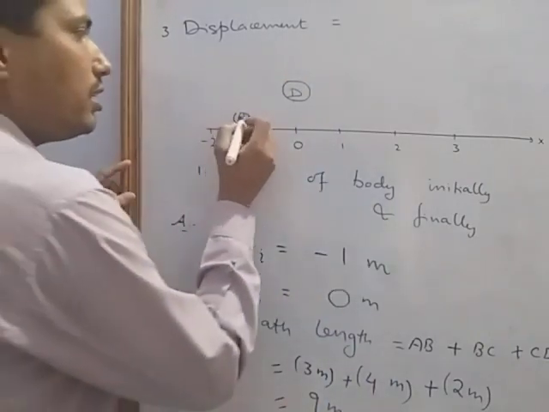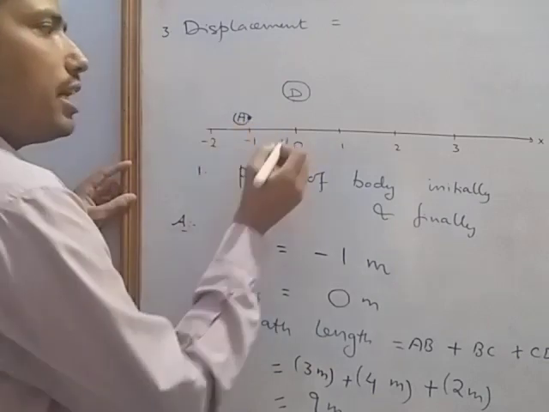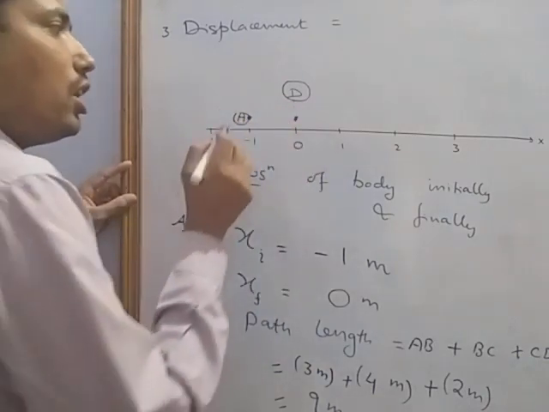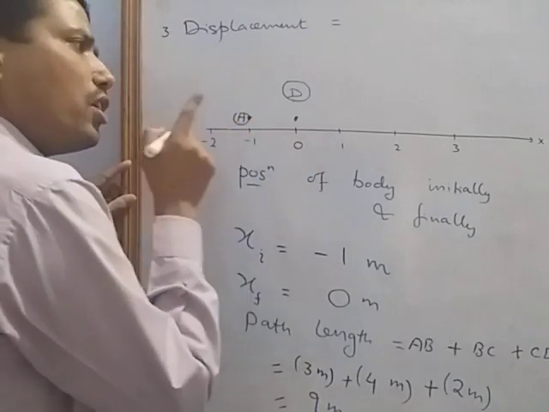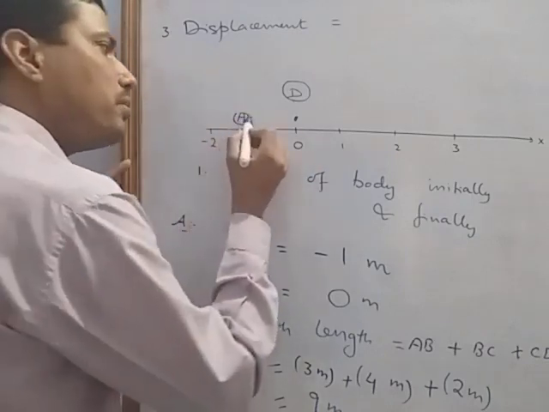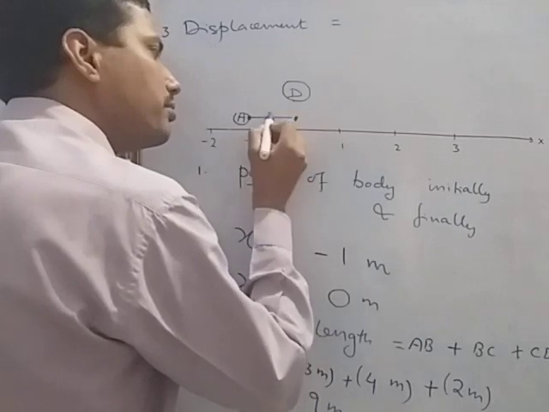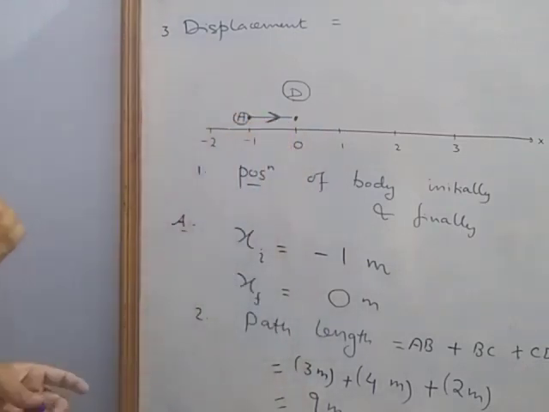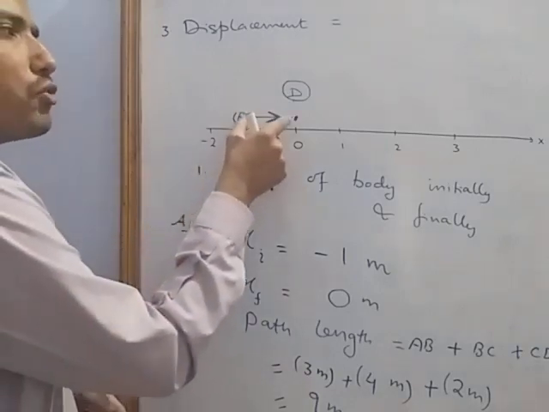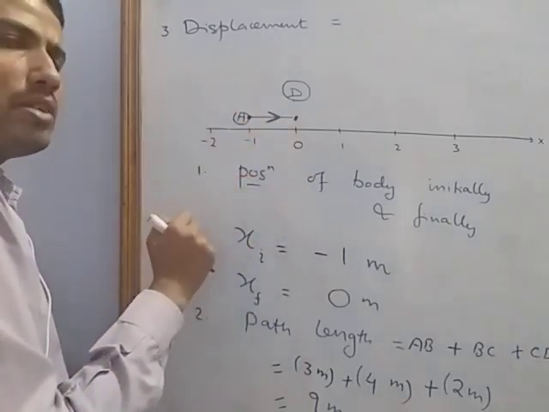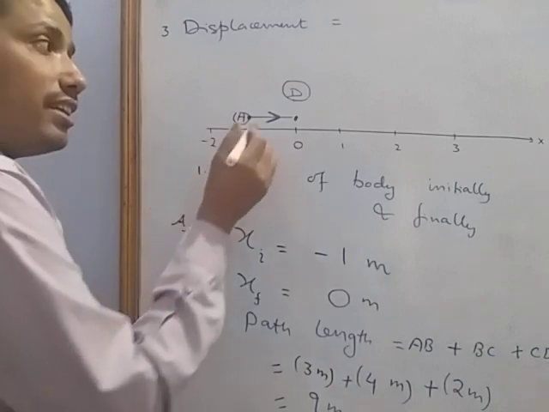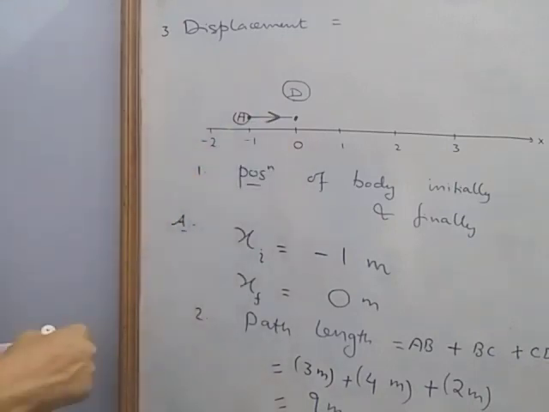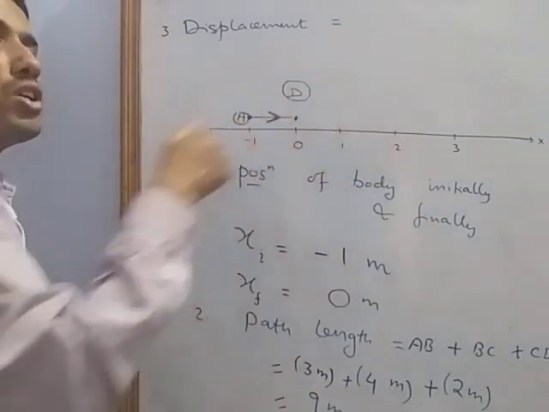So initially the particle was here at A and finally it is at D. This is initial, this is final. Move straight from the initial to the final position. This is your displacement. It's very easy. How much is its value? Its value is only 1 meter. And this arrow is important in case of displacement. Where is the arrow pointing? It is pointing towards the right.